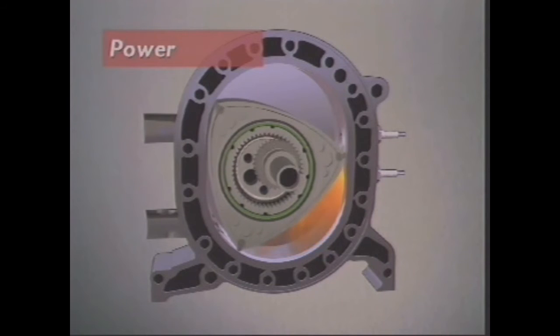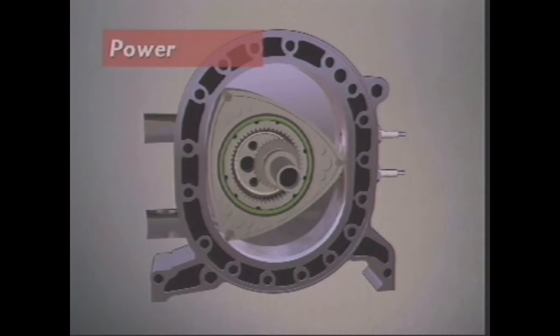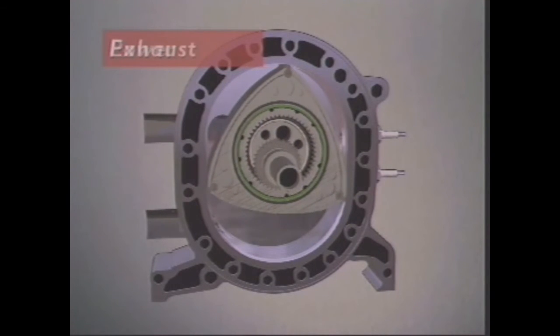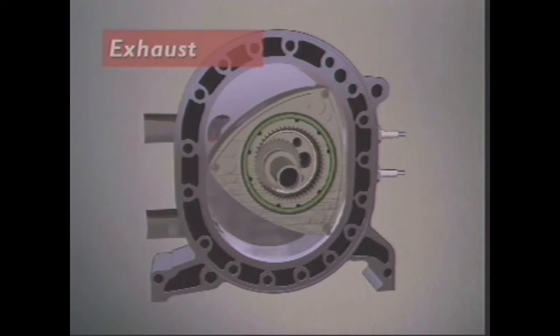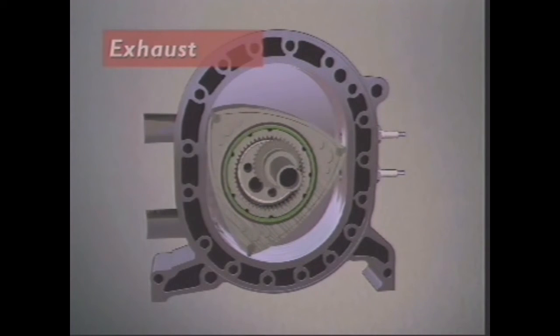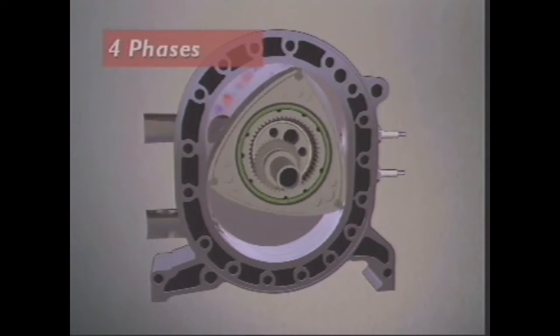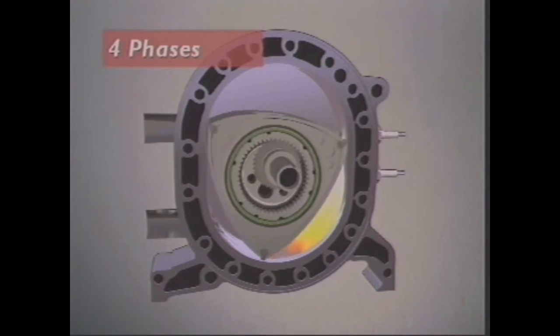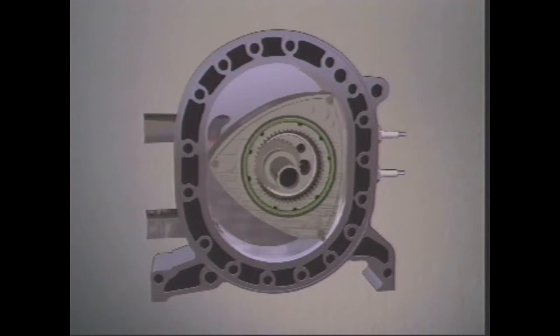This power impulse is also called expansion. The apex of the rotor uncovers the exhaust port, and exhaust gases are pushed out of the chamber. This completes one cycle. In rotary engines, the stages are called phases. So one engine cycle has 4 phases.